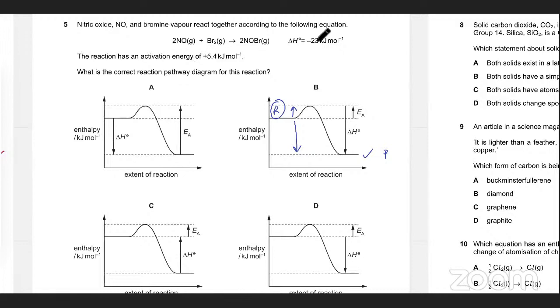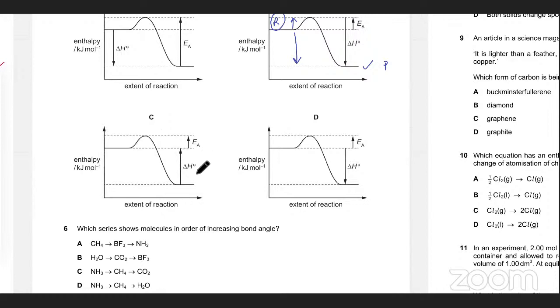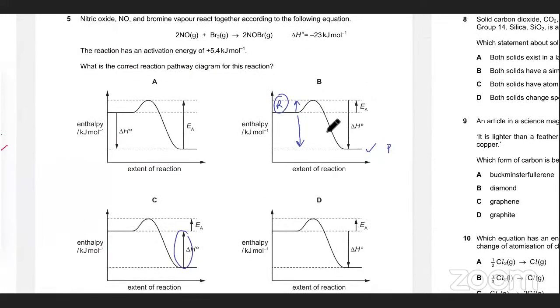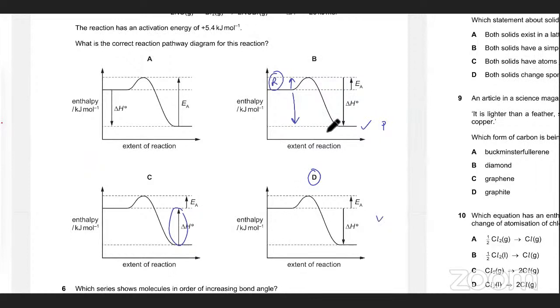The activation energy is 5.4, the enthalpy change is minus. So this one is wrong, the arrow is wrong. This one, what's the difference? D is the one that's correct, because over here the delta H arrow is from the top to the bottom. All the arrows start at the reactant. So D is the correct one, because the arrow is starting from the reactant. Remember that. All arrows are going to start at your reactants.